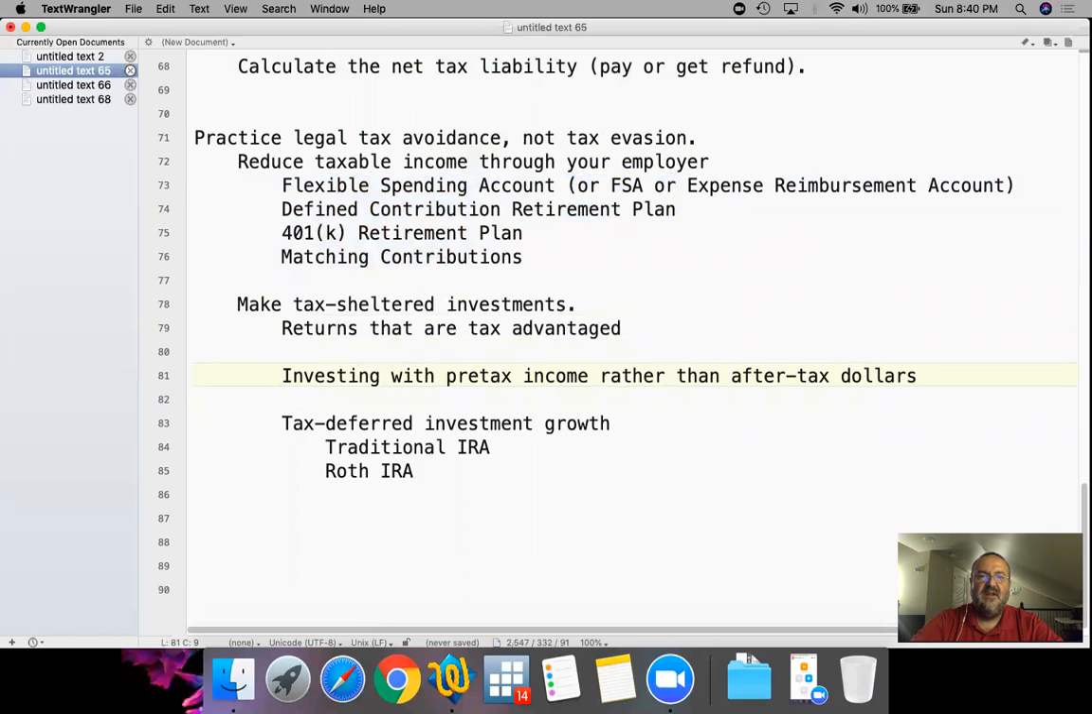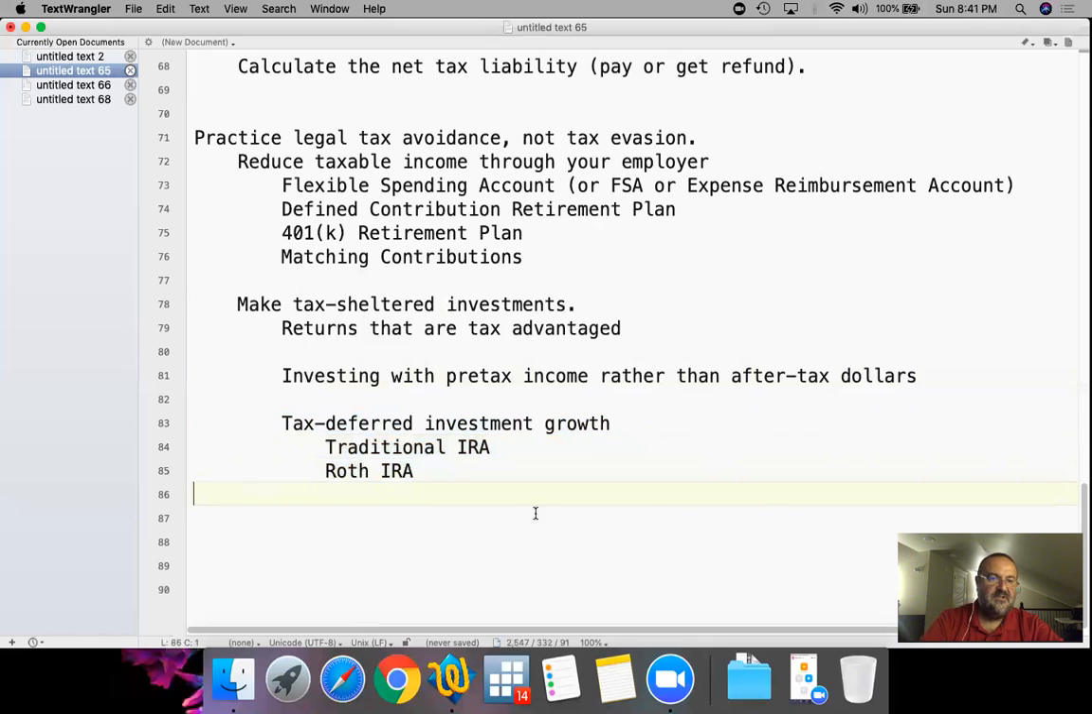So some of these allow you to invest pre-tax income rather than after-tax dollars, meaning you could deduct this from your gross income before paying taxes, which makes them tax sheltered investments. Right? Now, there is also tax deferred investment growth, and these are traditional IRA and Roth IRA investments for your retirement. They're tax deferred simply because you don't pay taxes now, but you will pay taxes when you retire. So you are deferring the taxes.